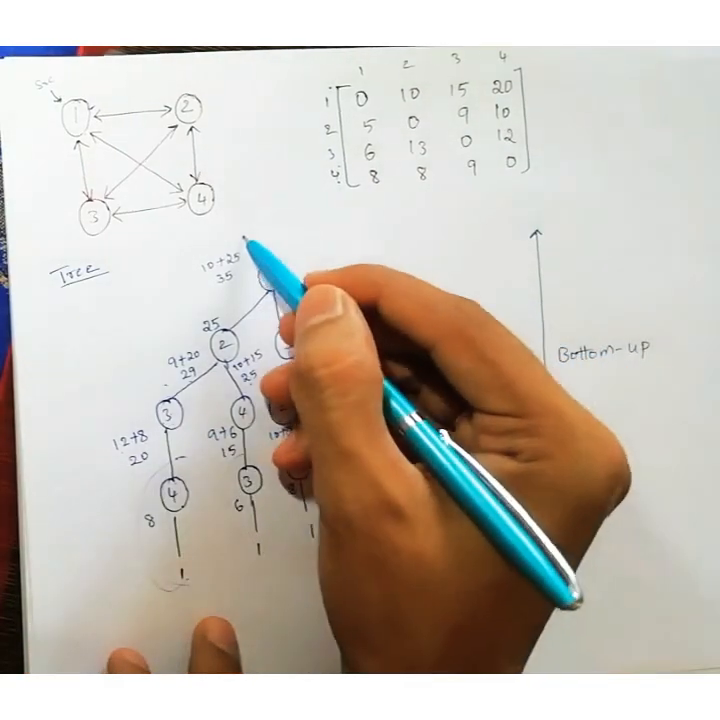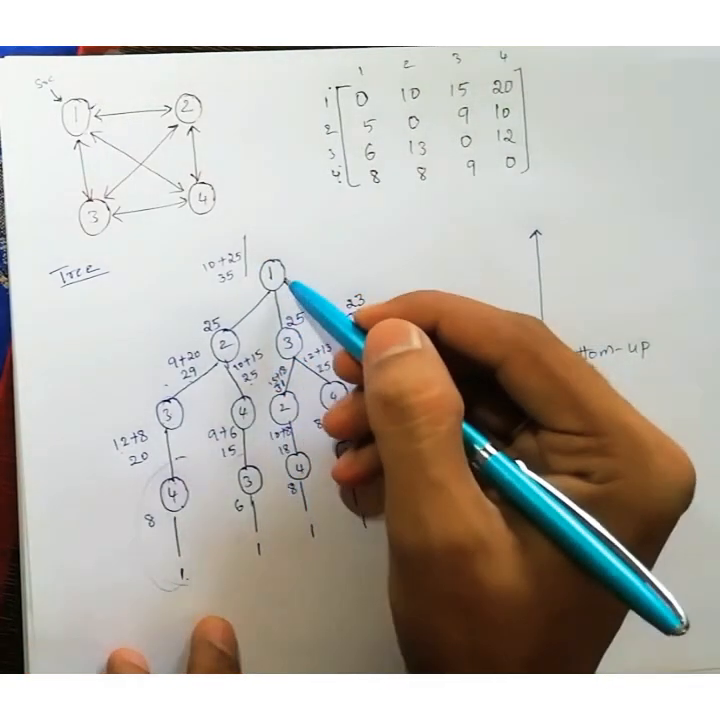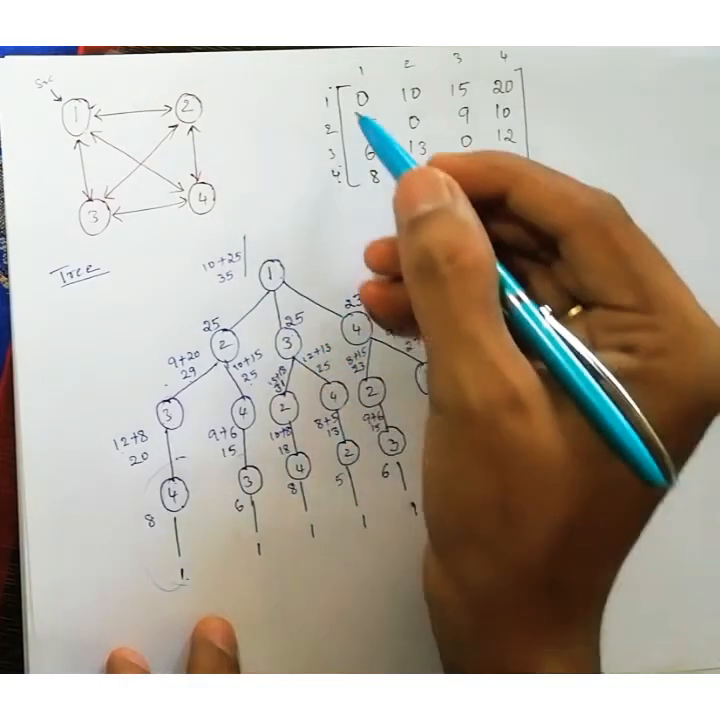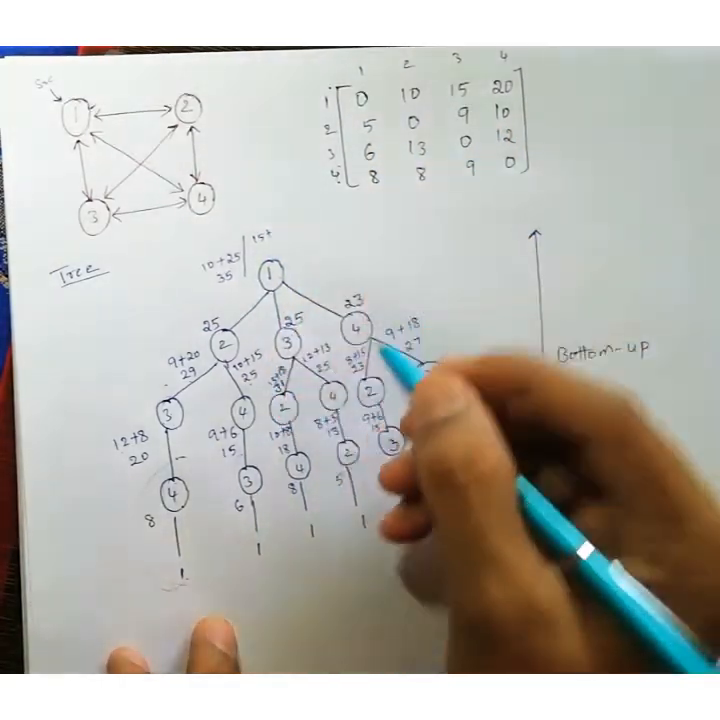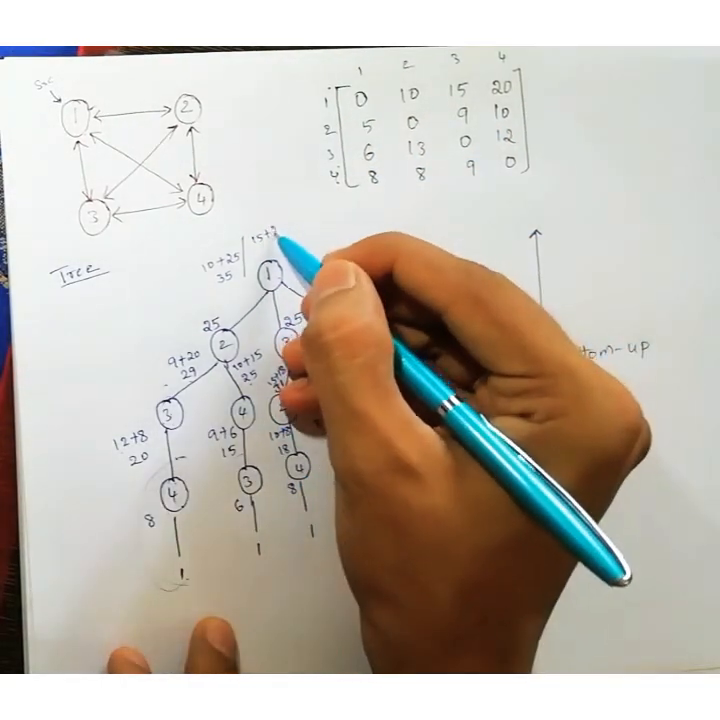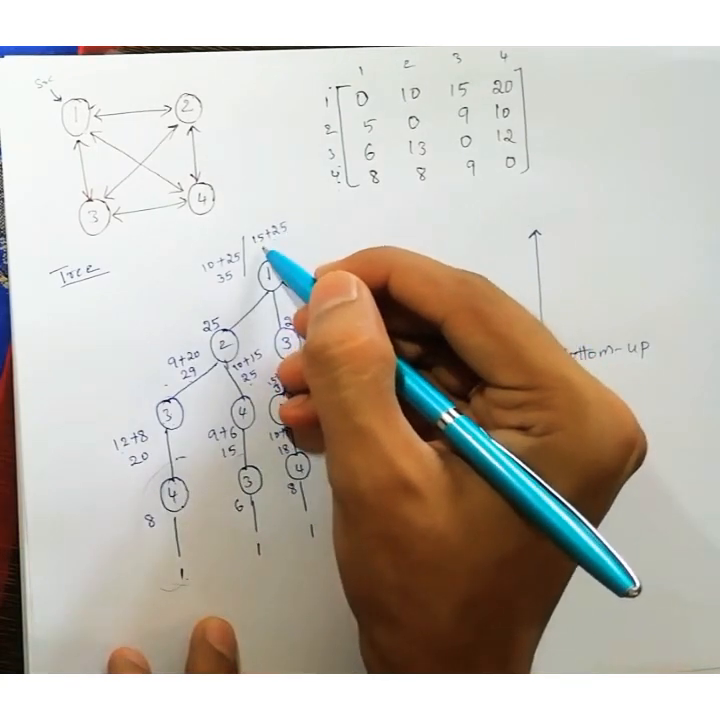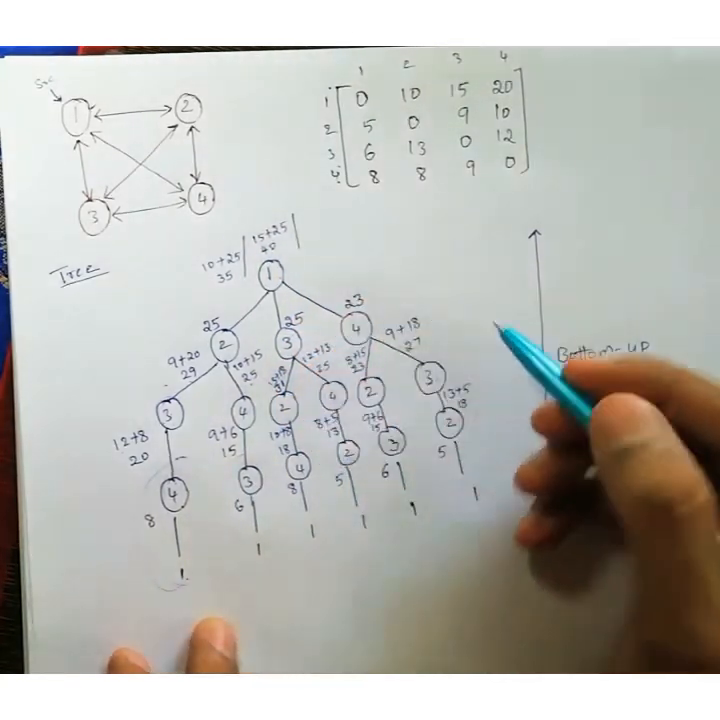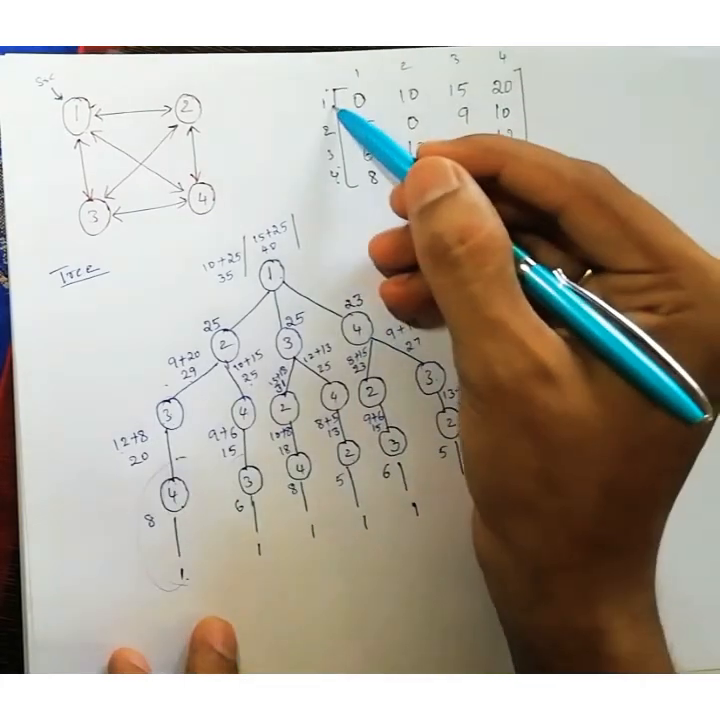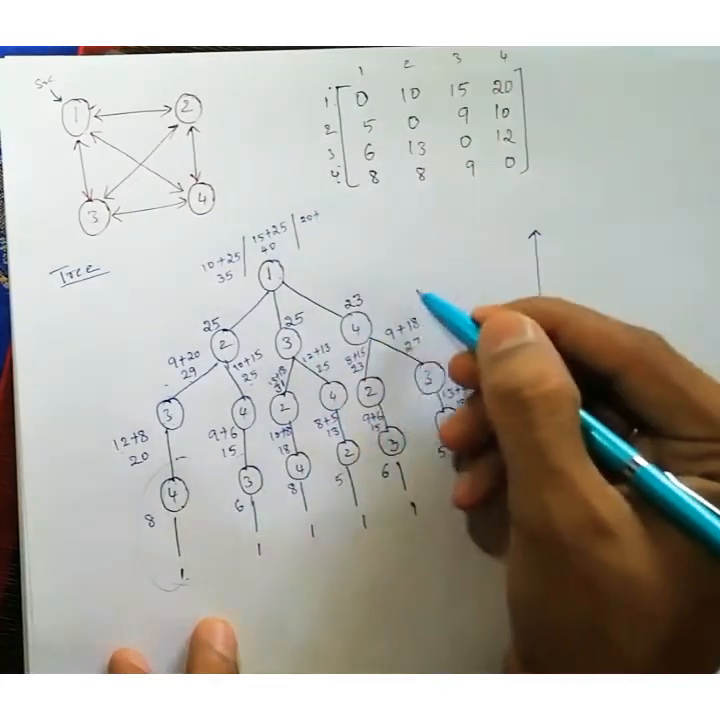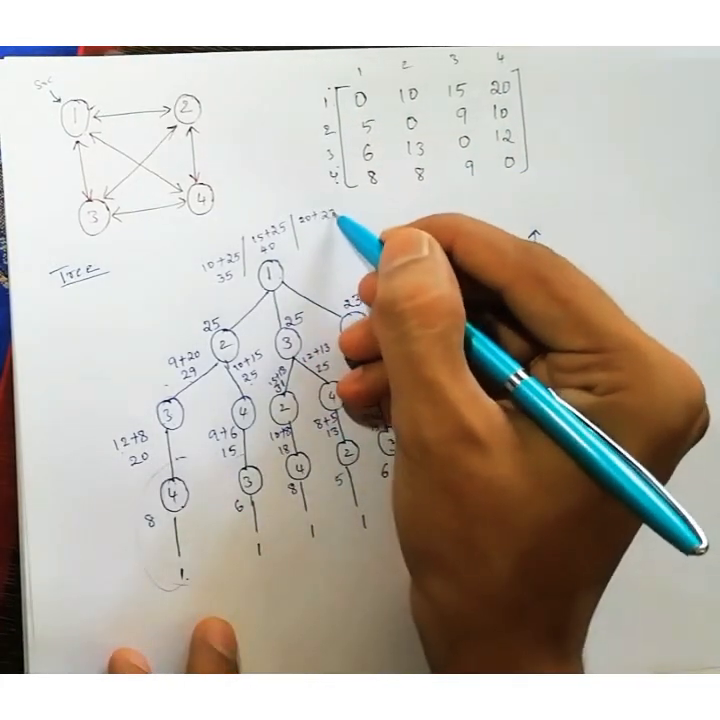Next, 2 more we are having. So, from 1 to 3, what is the cost? From 1 to 3, 15 plus total cost of this, that is 25. So, what is the value? 25 plus 15, 40. One more we are having, that is from 1 to 4. What is the distance from 1 to 4? 20 plus total cost of 4, that is 23. So, what is the value?